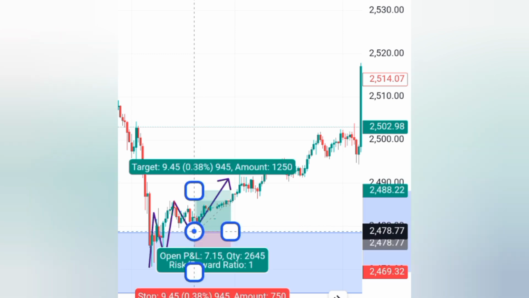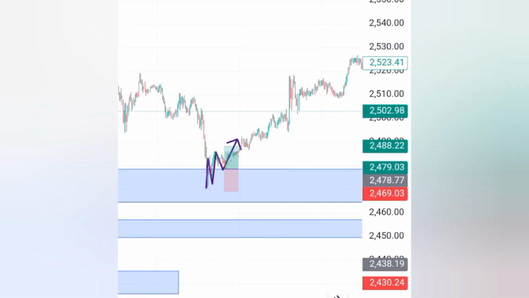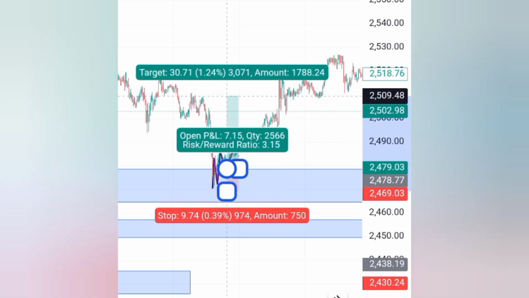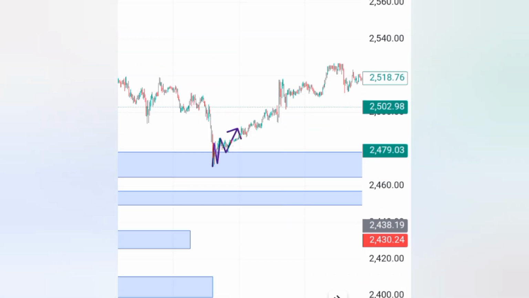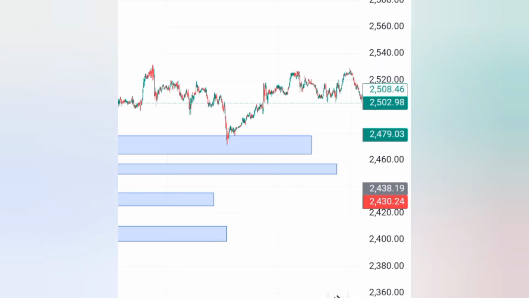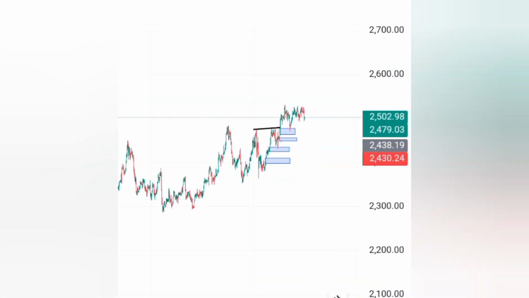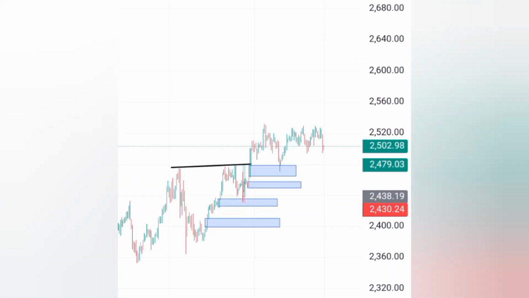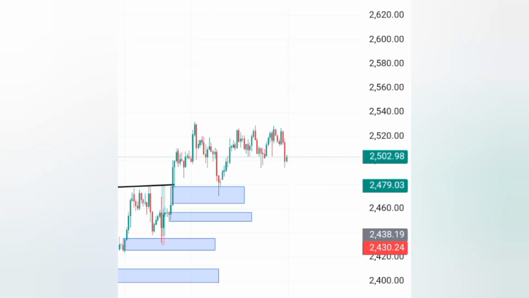Okay, so now you can see that all of this is happening in our fair value gap, guys. You can see how the market has behaved. So let's go back to our 4 hour, and we see another zone here that was retested. Okay, so now after that, you can see that the market just went up.